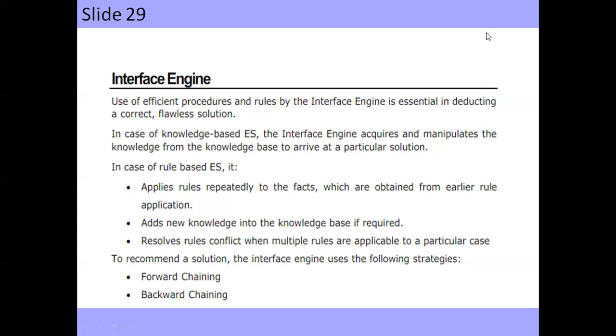We can see here in forward chaining, the engine looks for a rule that applies, and applies rules repeatedly to the facts obtained from earlier rule applications, and adds new knowledge into the knowledge base if required. So what exactly we are doing here is matching that particular rule, and in the second step we are selecting the rule according to the inference engine prioritization.